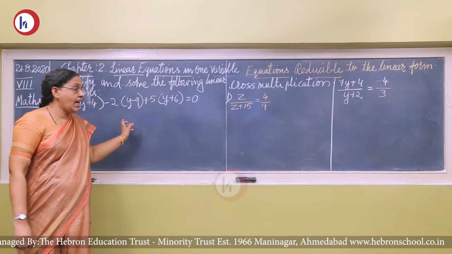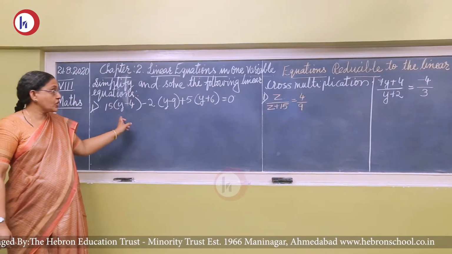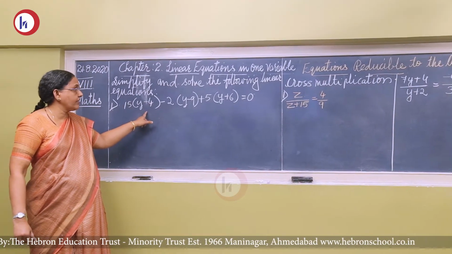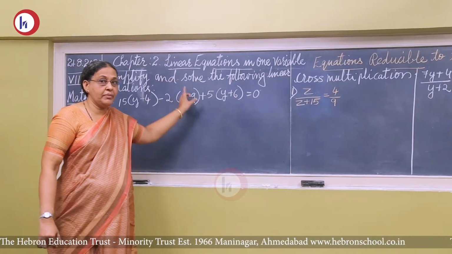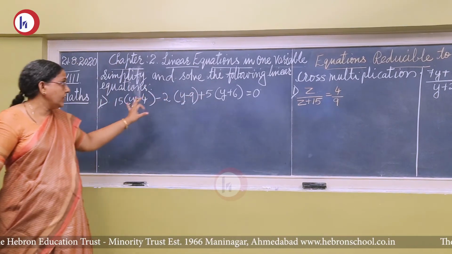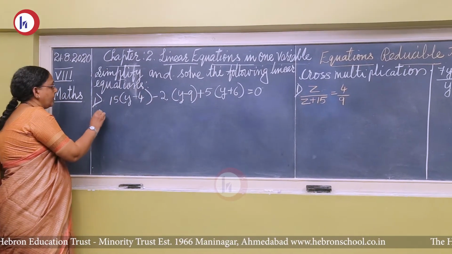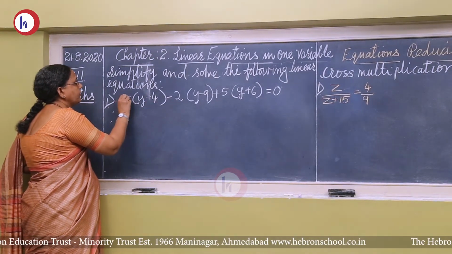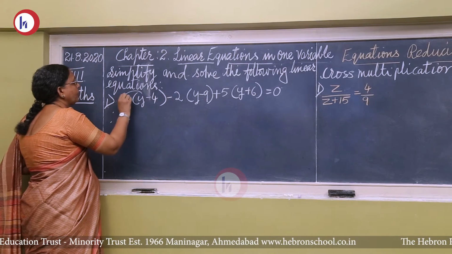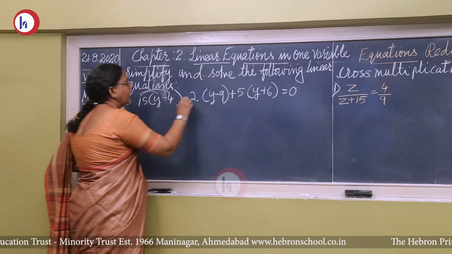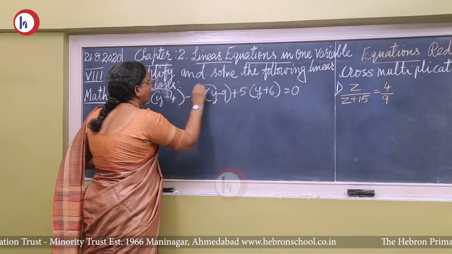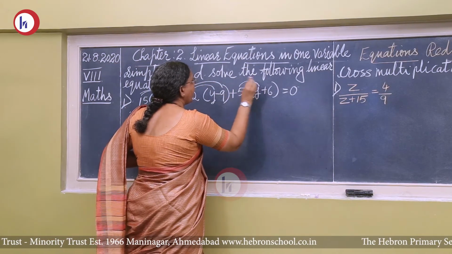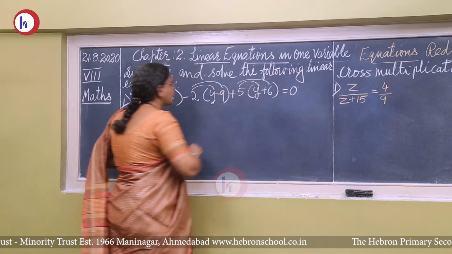Next sum, we have to solve the sum in a simpler form. That means you can see that brackets are given. So, remove the brackets and make it a linear form. And in this condition, we can do it in this way. Therefore, 15(y minus 4): 15 is common, to multiply with the y and 4. Even 2 also multiply with the y and minus 9. 5 multiply with the y and plus 6.